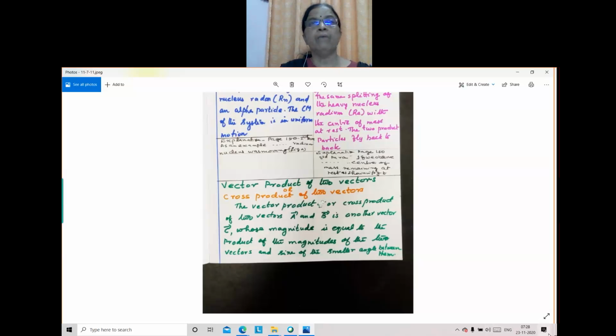When two vectors are multiplied, sometimes we get a scalar quantity. That is what we have studied. Work is the scalar product of force and displacement. Here you see, we are getting a cross product, meaning vector product. When two vectors are multiplied, we get another vector. That is the difference. Dot product, what are we getting? When two vectors are multiplied, we get a scalar quantity. But here, when two vectors are multiplied, we get a vector quantity. That is the vector product. The product is also a vector. It is also known as the cross product of two vectors. I will show you the figure.